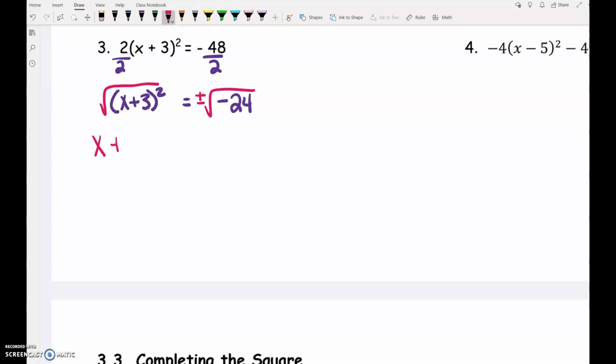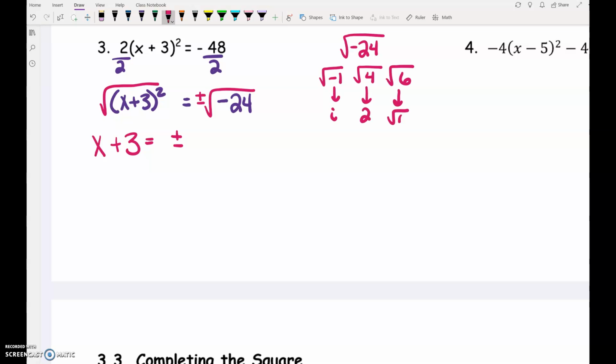So we have x plus 3 equals plus or minus. We need to simplify the square root of negative 24. I know there's a negative 1, so square root of negative 1. How can we break up 24? 4 and 6. So we've got 2i square root of 6. Do you suppose we should leave our answer like that? Subtract 3 on both sides, and that negative 3 is going to go in front, and then the plus minus 2i square root of 6.